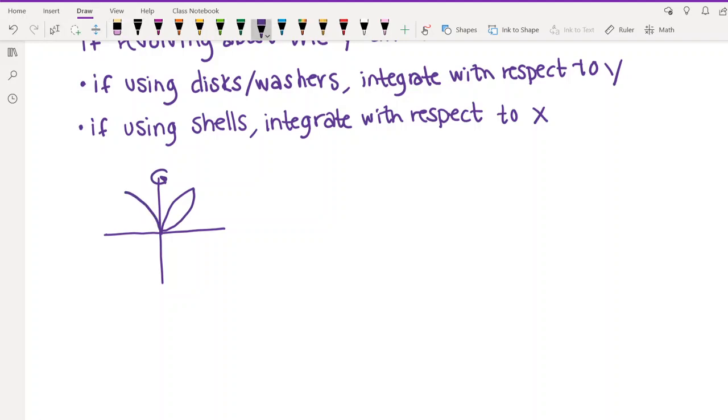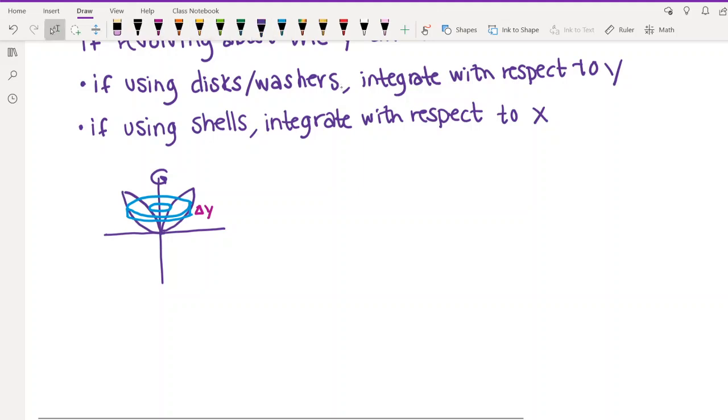So if you were using discs or washers, in this case it would be washers, right? And again, if you imagine where you're slicing, you're going from bottom to top. So if you're gesturing, making the slices, you're moving your hand vertically. That's one hint that you're integrating with respect to y. And the other is that this thickness is a y thickness. It's delta y, not delta x.